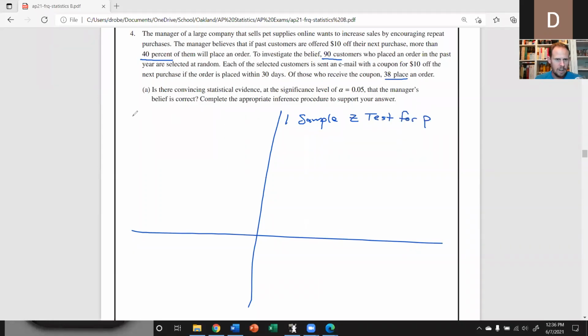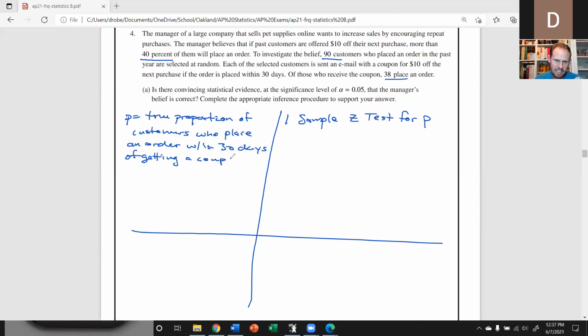for P, where P is the true proportion of customers who place an order after getting a coupon. Place an order within 30 days of getting a coupon. I don't know if you need to write all that. You probably don't, but just customers who place an order would probably be plenty.